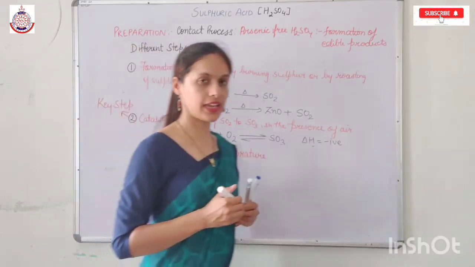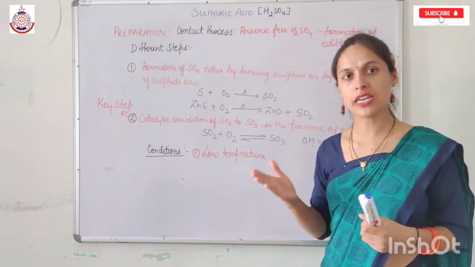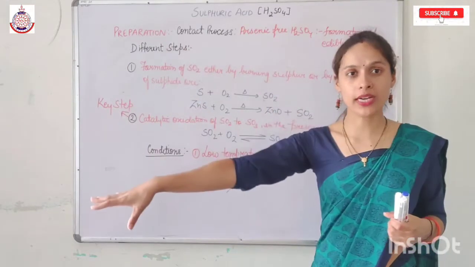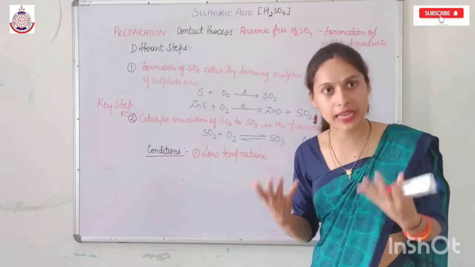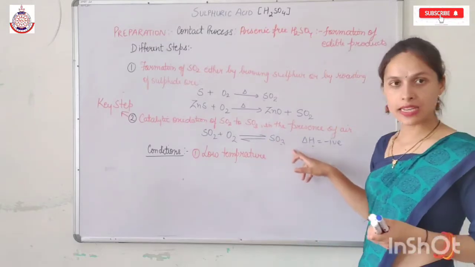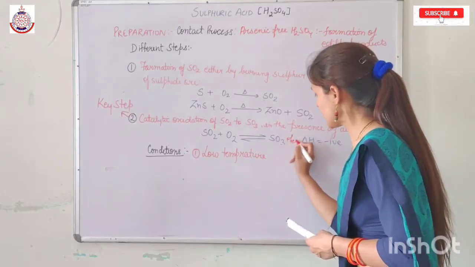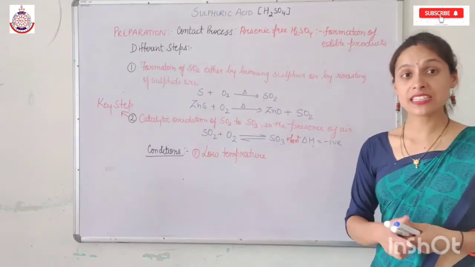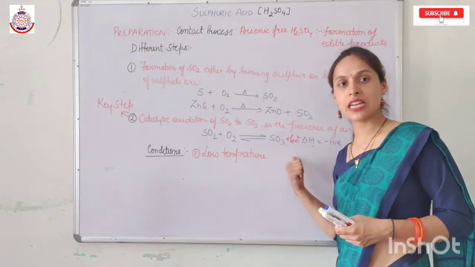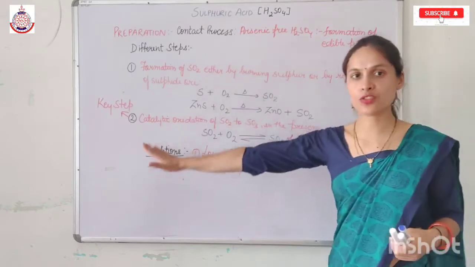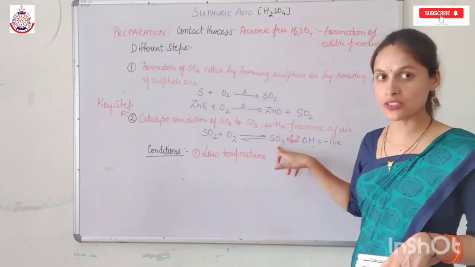Because the reaction is exothermic, if we increase the temperature, the reaction will shift in the backward direction to attain the equilibrium again. Because this is an exothermic reaction, we get heat along with SO3. So with an increase in temperature, the heat on the product side increases, and the reaction shifts towards the reactant side, as a result of which we get less SO3.